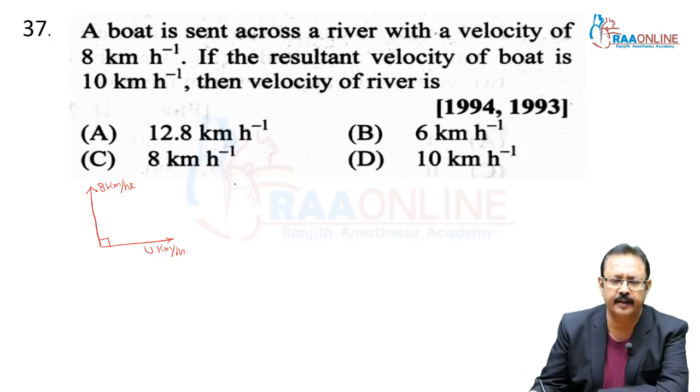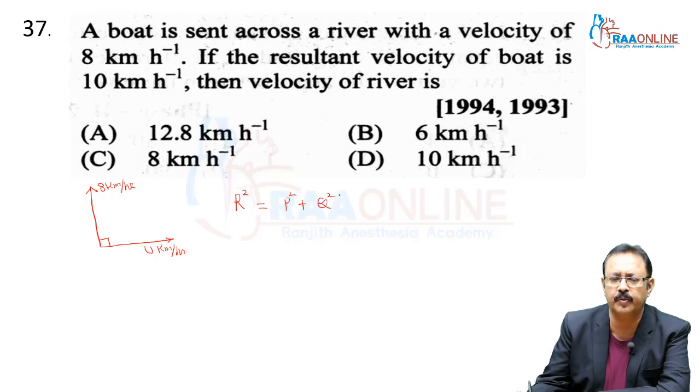What should be the resultant? We know the formula for resultant. R square is equal to P square plus Q square plus 2PQ cos alpha.